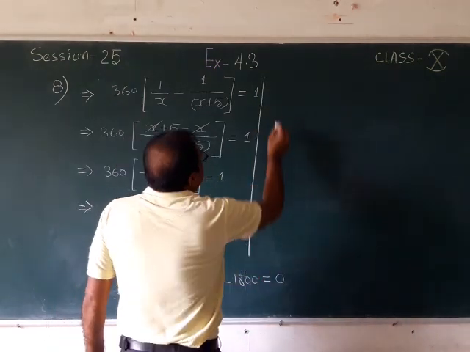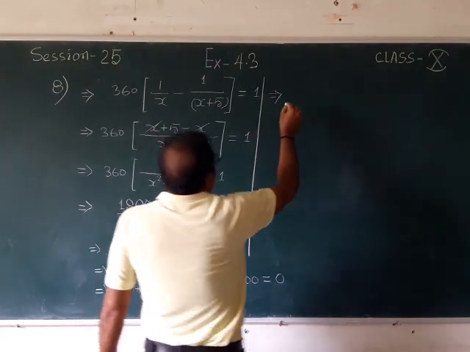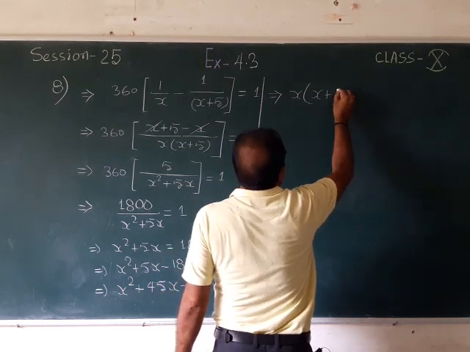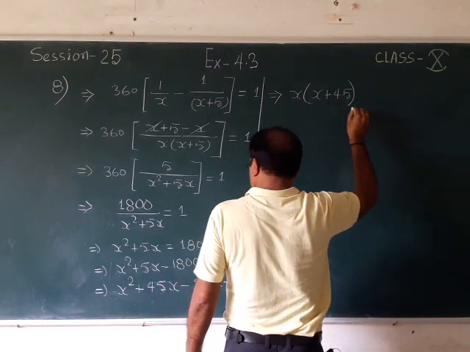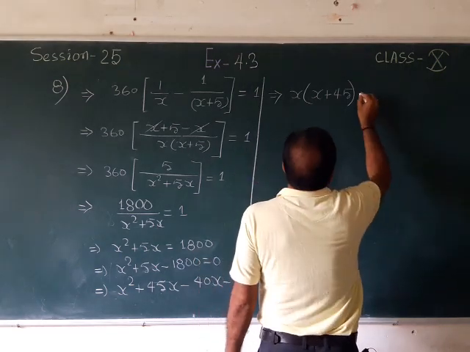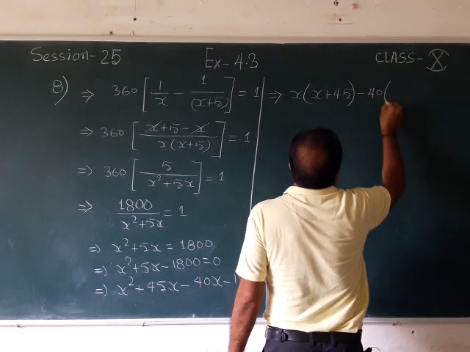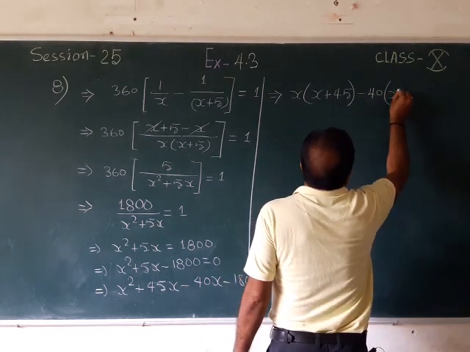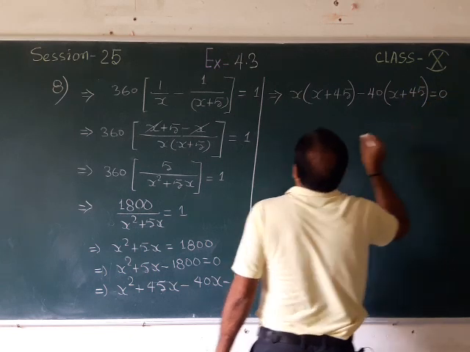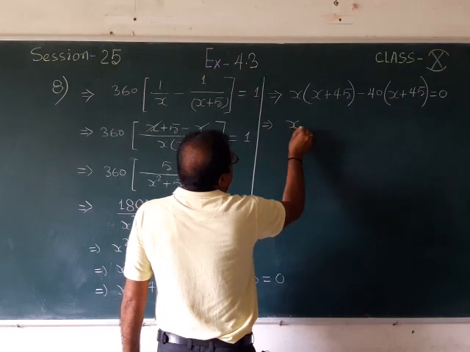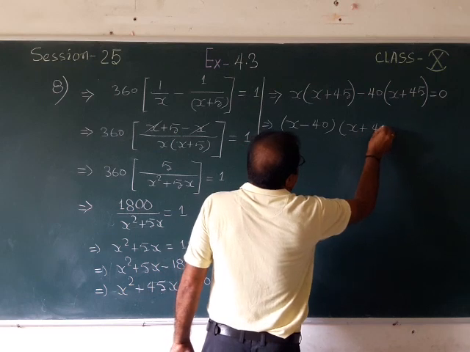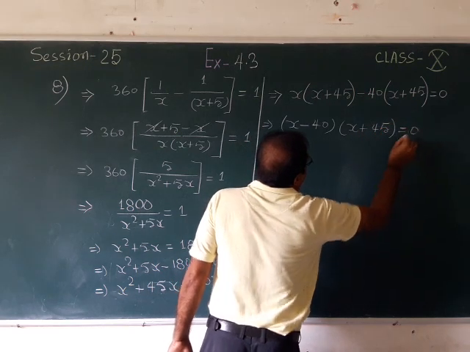Now further it can be written like that, x I can take as common. So here you are having x plus 45. Then here you can take 40 as common, then minus 40 you can take as common, then here x plus 45, x plus 45, and that is equal to 0. Further you can write it x minus 40 into x plus 45, and that is equal to 0.